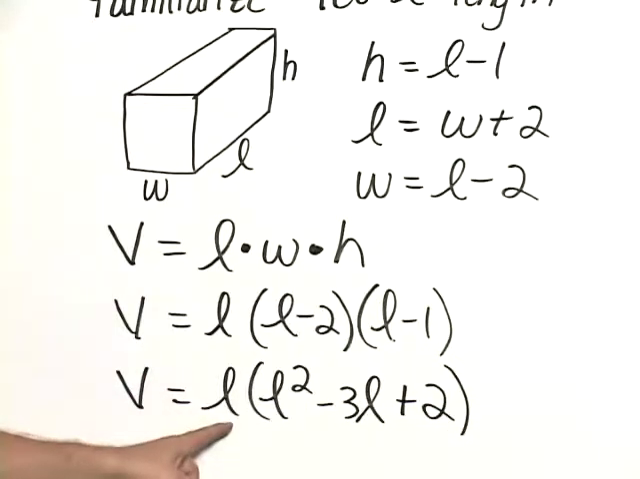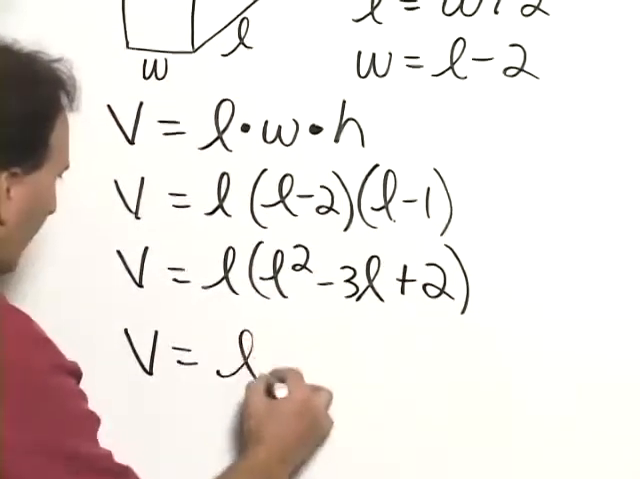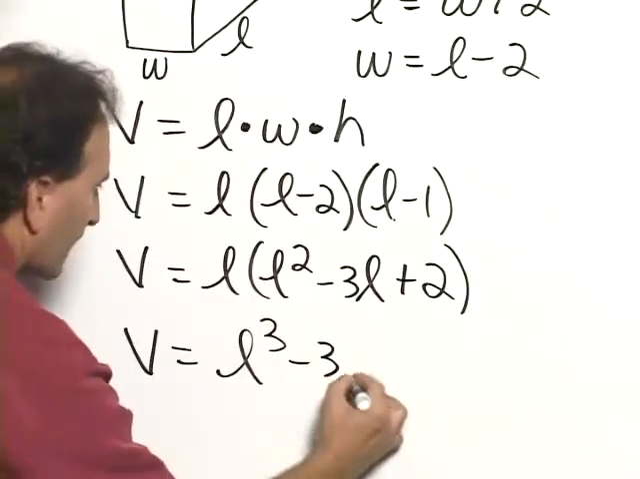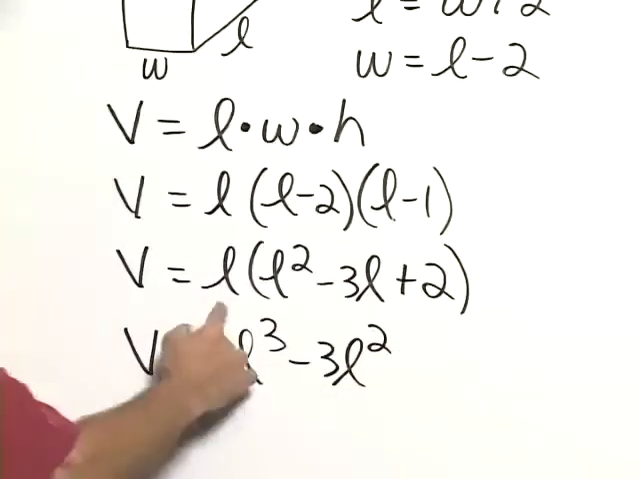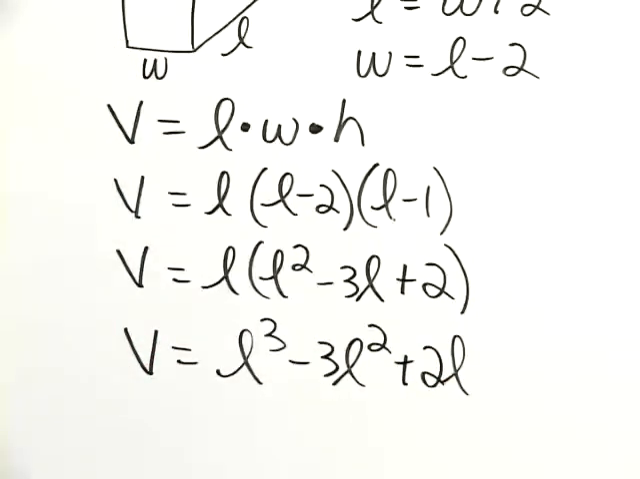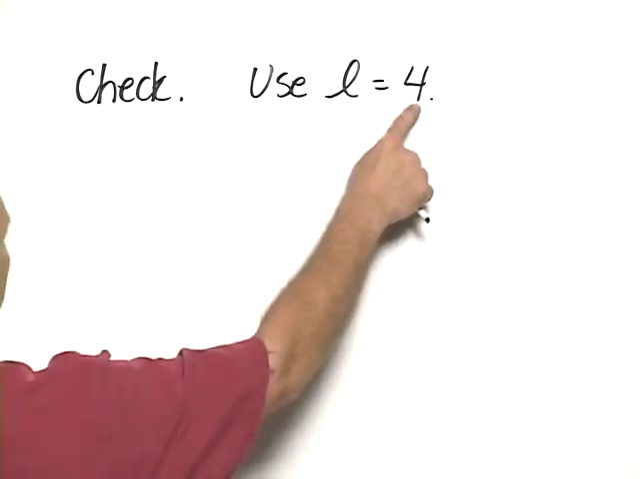Then finally, we need to distribute this L. So our volume would be L cubed, then minus 3L squared, and then plus 2L. After we do the carry out step, we want to do the next step in the process, which is check. Let's do that next. As a partial check, we can substitute a number for L.